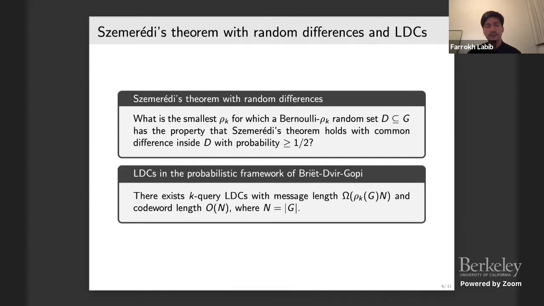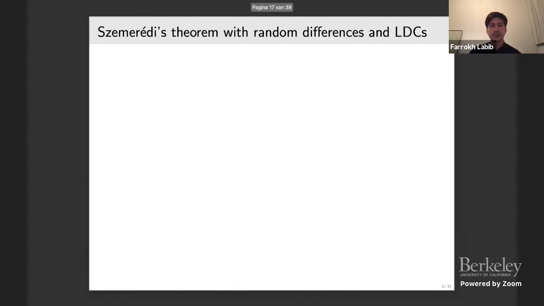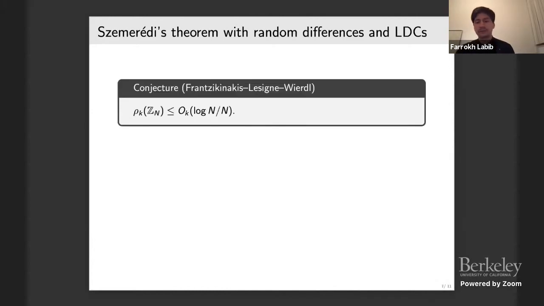And this probabilistic framework of Briet, Leverrier, and Gopi uses this as follows. They show that there exist k-query LDCs with message length omega of rho k of that group G times n, and codeword length O of n, where n is the size of the group. So if rho k is large for a certain group, that gives you good LDCs. So in this framework, it's important to understand the upper bounds on rho k, so we can understand what kind of codes we can find from this connection.